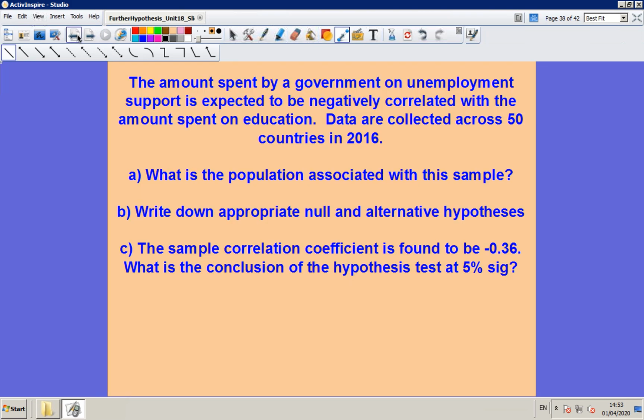Now for our sample, we're asked to perform the test. What were we told? We're told that the sample correlation coefficient is found to be negative 0.36. So for our sample of 50 countries, our R value is negative 0.36. What is the conclusion of the hypothesis test at 5% significance? Okay, so we know our R value is negative 0.36, and what we need to do now is look at the tables and look at a sample of 50, so n equal to 50, and a one-tailed test at the 5% level.